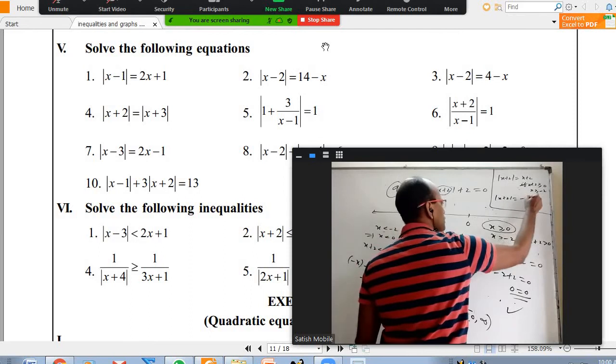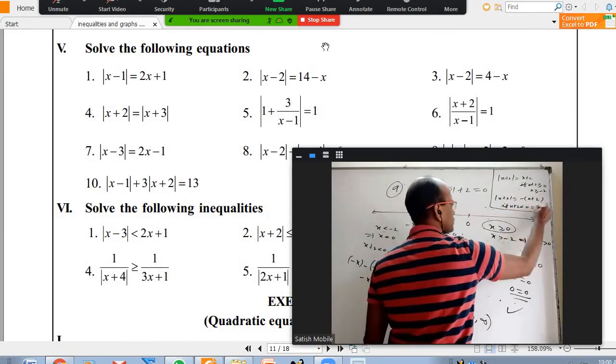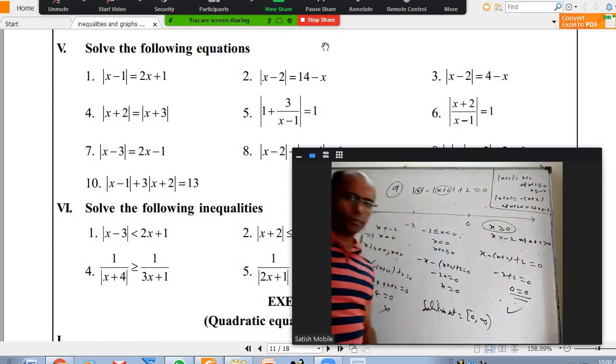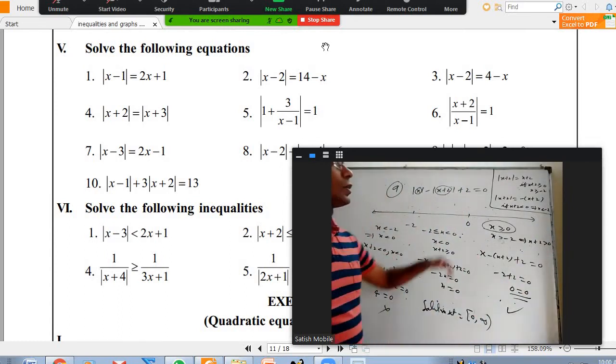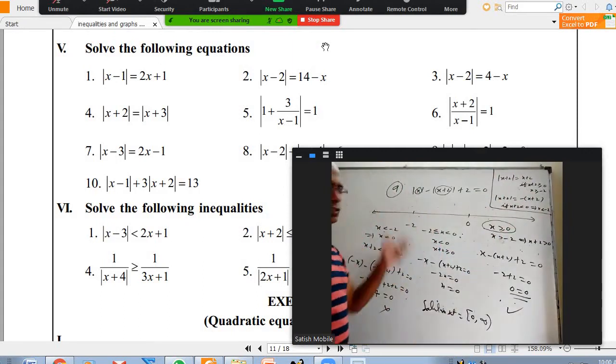And mod x plus 2 is minus of x plus 2 if x plus 2 is less than 0, that is when x is less than minus 2. Okay. So I know after minus 2, what I have to write here, before minus 2. Similarly, for mod x, you already know.